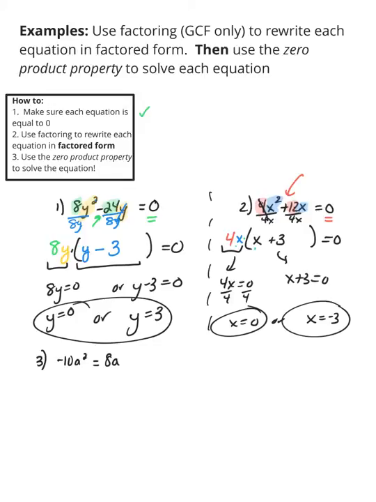Now example number 3 is here to show us that it's not equal to 0, so we just need to get it equal to 0. I like to keep my leading coefficient positive, so that's why I'm going to choose to add 10a squared to both sides. Negative 10a squared and positive 10a squared add up to 0, and then here I have 10a squared plus 8a. And I did take the liberty to write that in standard form.